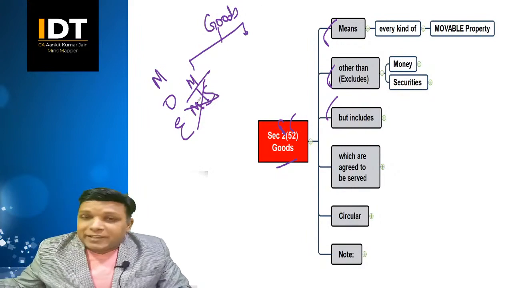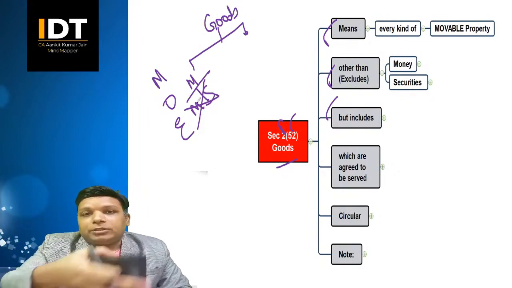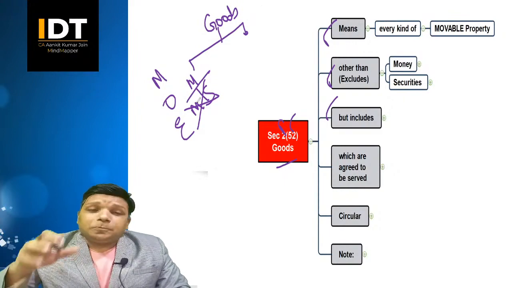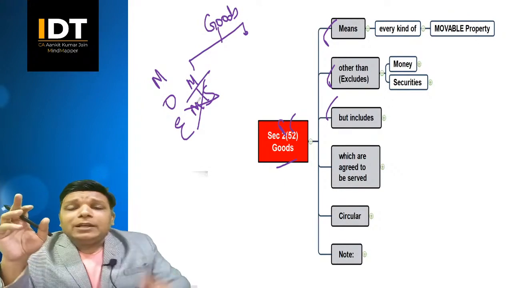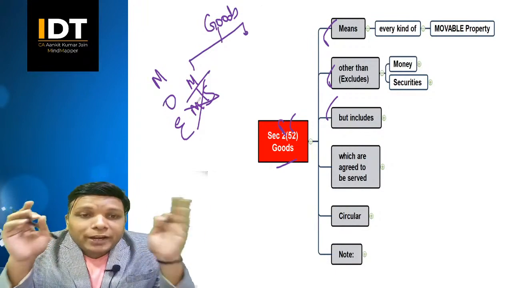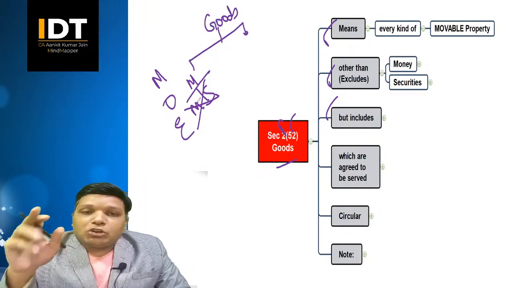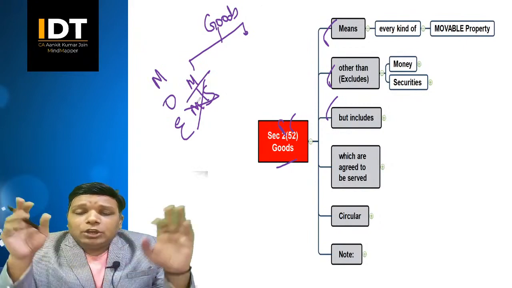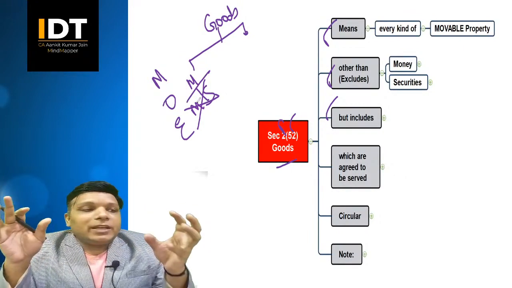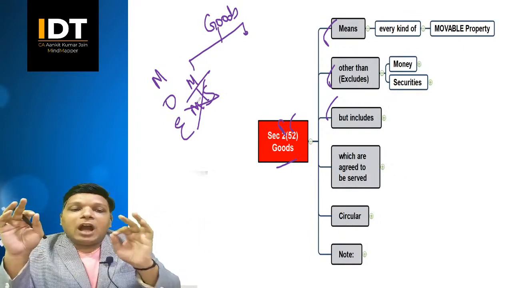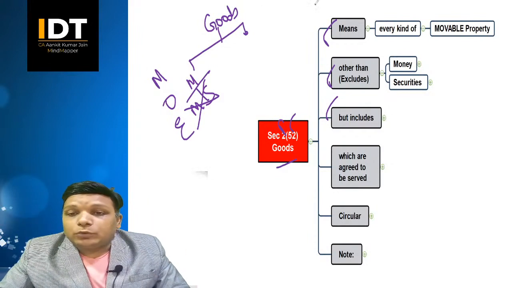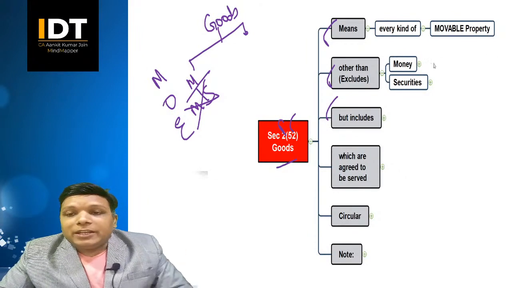Correct? The money that I give is moving from one person to another person. Correct? But still this is a movable property, yet it is excluded from the definition of goods per se, is what we have seen. Similarly, securities like shares, bonds, debentures are also movable property, but they are also excluded from the definition of goods. Correct? Then we saw what money means.